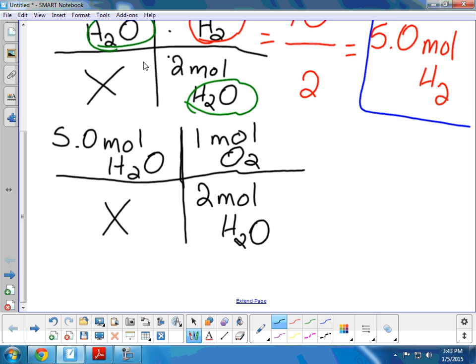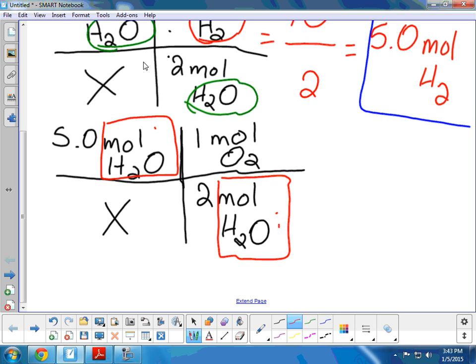Another way that we can keep this straight: whatever units and compound you have in this box has to be diagonal from it. So if I have moles of H2O in this top one, I have to have moles of H2O down here. I can't put moles of O2 down here and expect it to cancel out with moles of H2O. They have to have the same units and the same compound.